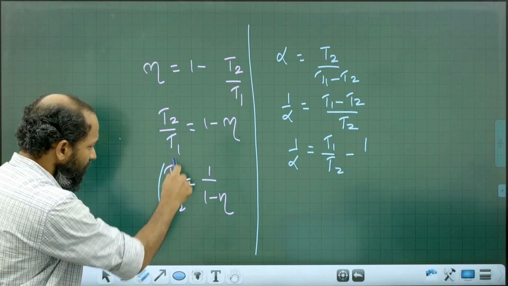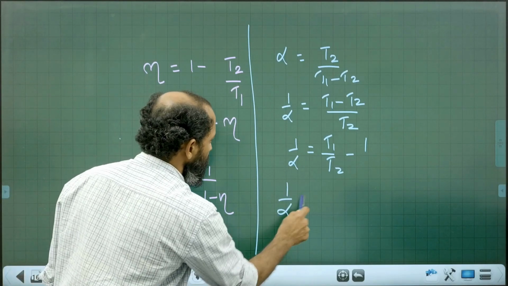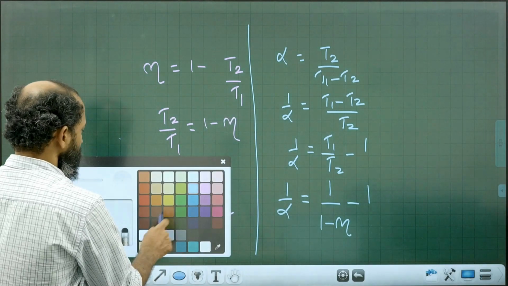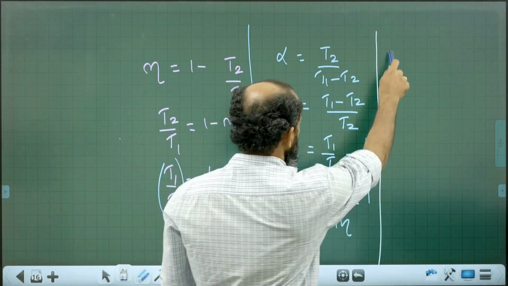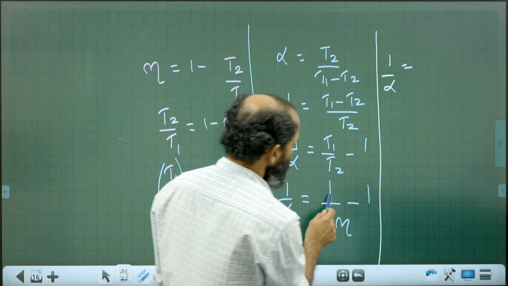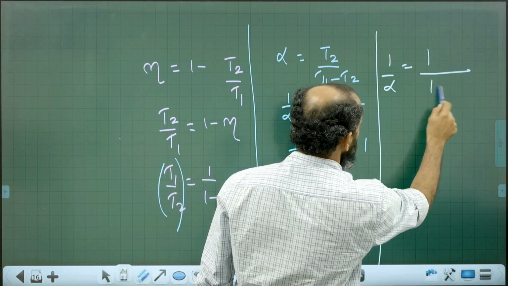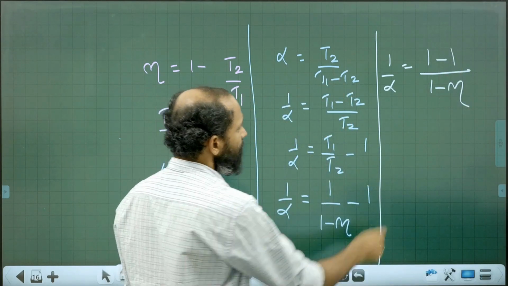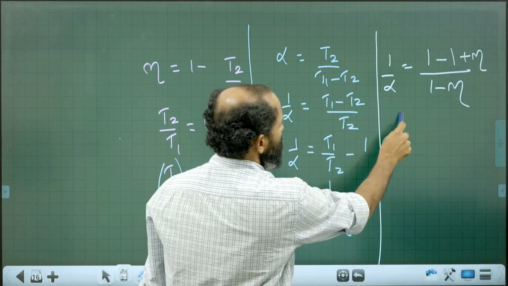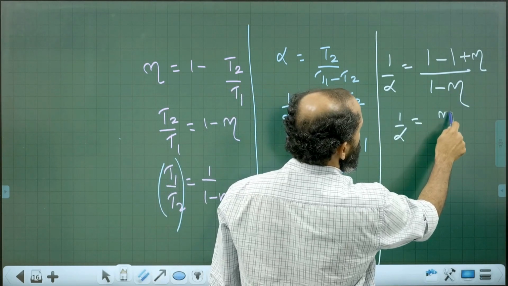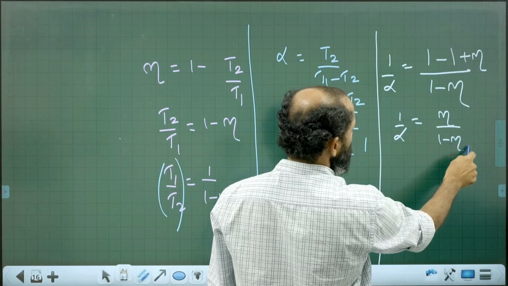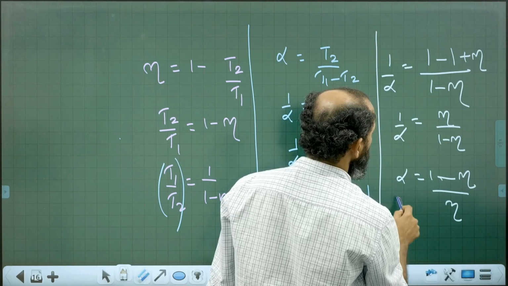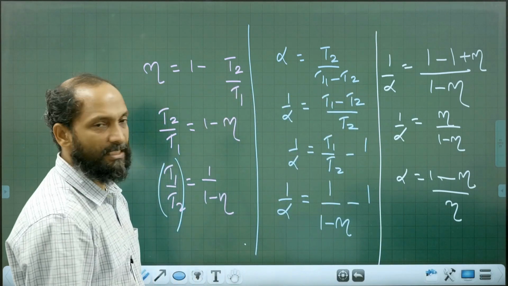This T1 by T2 you can substitute there. That is 1 by alpha equal to 1 by 1 minus eta, minus 1. You can rearrange. That is 1 by alpha equal to 1, with denominator common 1 minus eta. Then here comes minus 1, here comes plus eta. That is 1 by alpha equal to eta divided by 1 minus eta. So alpha equal to 1 minus eta divided by eta. Alpha is 1 minus eta by eta.